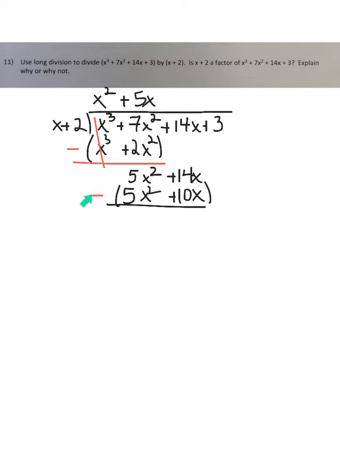So 5x squared minus 5x squared is nothing. And then here I have 14x minus 10x. So 14x minus 10x is 4x. And then I'm going to bring down that next term again.